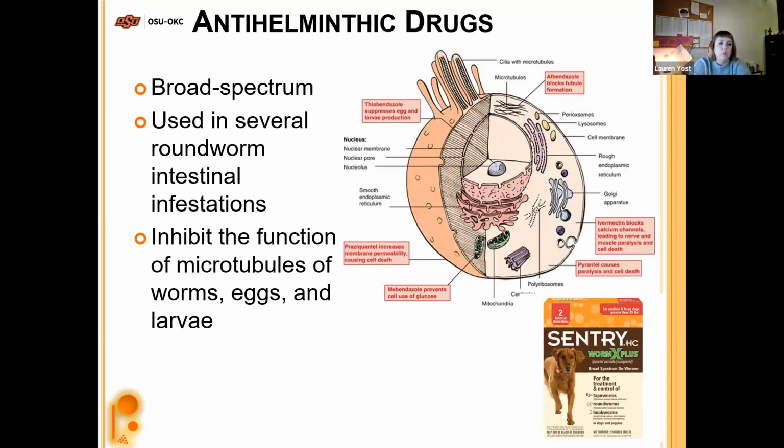So moving on to the worms, most of these are going to be broad spectrum, and they're used in roundworm intestinal infestations. They inhibit the function of microtubules. Remember, that's for moving things around, for the cytoskeleton of worms, eggs, and larvae. So that's pretty commonly used in dogs for heartworms and stuff like that.